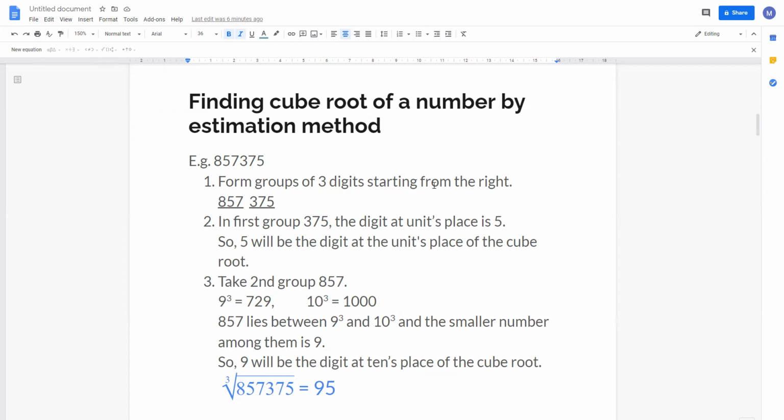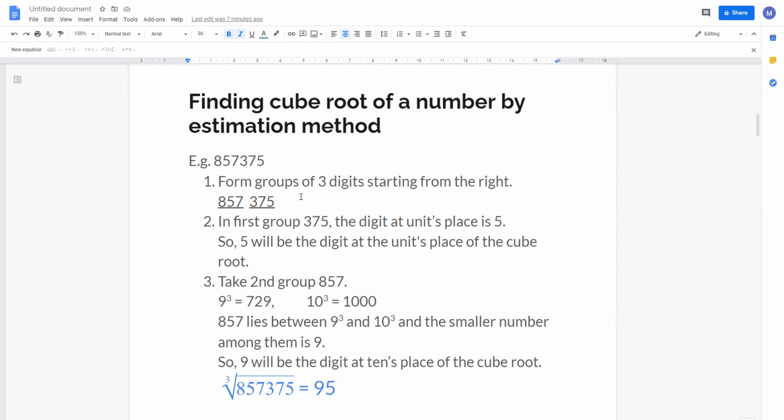This method is possible only for numbers which are perfect cubes. So we will do one example. The example number here is 8,57,375. So what is the first step you have to do?